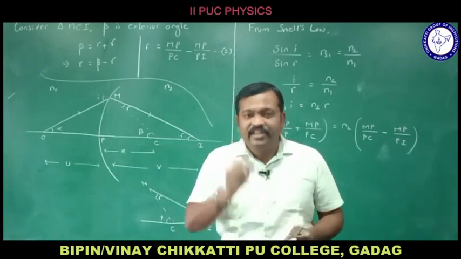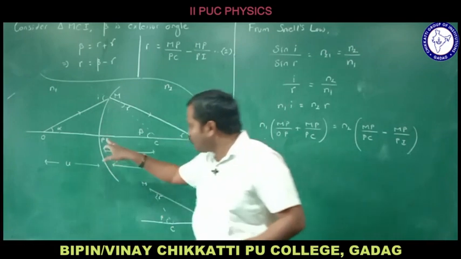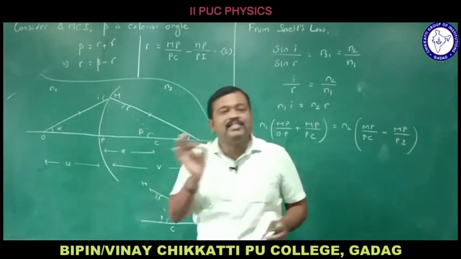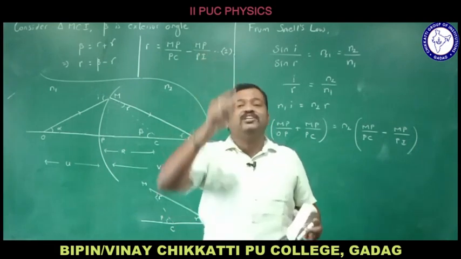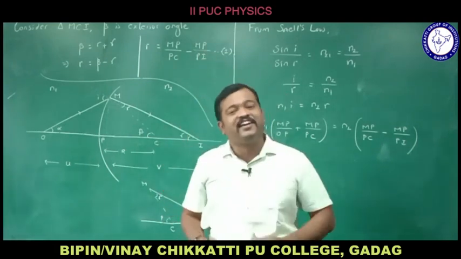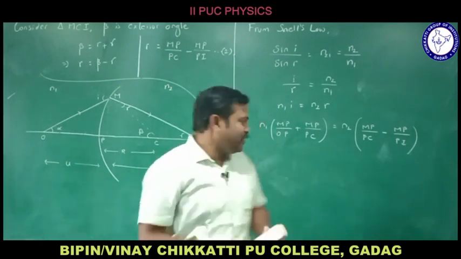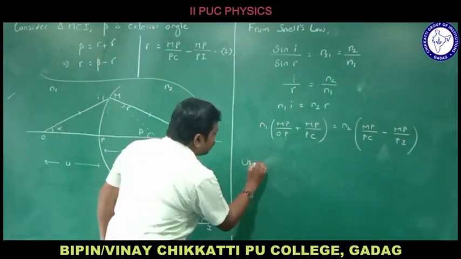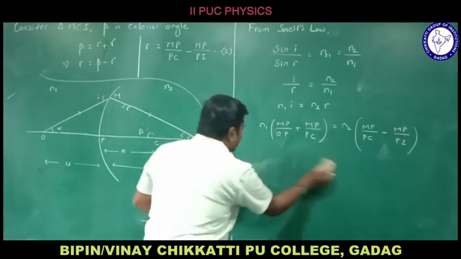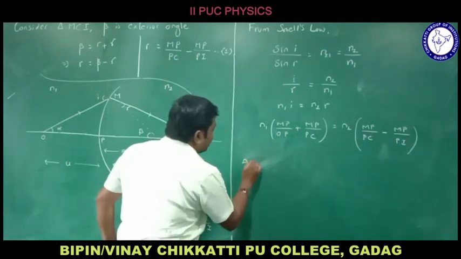What is sign convention? Distances are always measured from pole, P now here, right? If the distance measured is in the direction of incident ray, take it as positive. If it is in the opposite direction of incident ray, take it as negative. Okay, now let me take using which convention here? Sign convention. Okay, let me take now here. Let me take like this, applying.